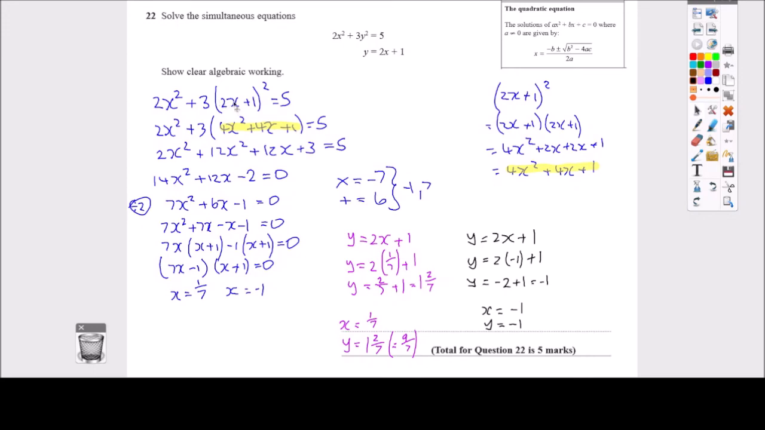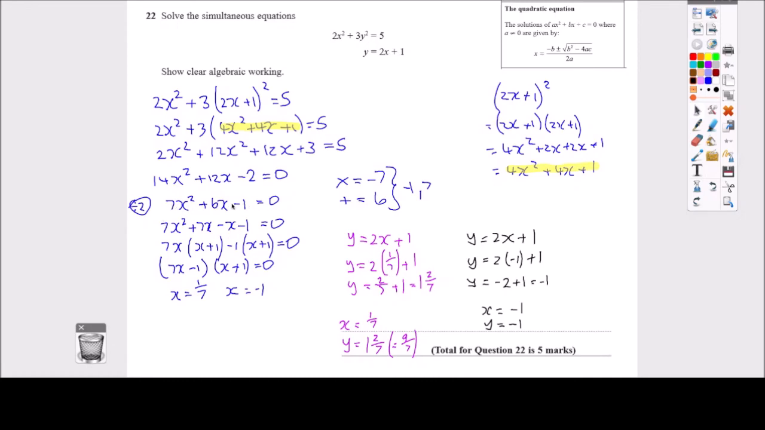So start off by multiplying out 2x plus 1 all squared. That means 2x plus 1 times 2x plus 1. That gives me 4x squared plus 4x plus 1. Then multiply that by 3, gives me line 3. Then tidy it up, gather your like terms, and take 5 away from each side to give you this equation here. Now, I've noted that all the terms are even, so I can divide by 2. So I have this quadratic equation to solve here.